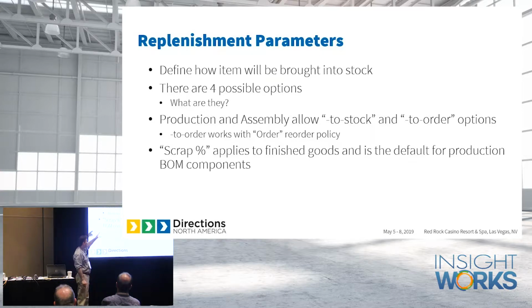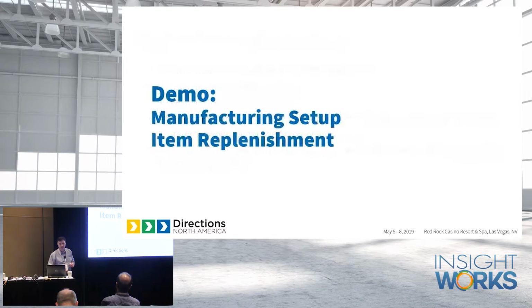So if it's a finished good, the field on the item card controls the scrap. If it's a component, the field on the production BOM controls the scrap. Okay? Now, in the later versions of NAV, again, it defaults that scrap percent onto the BOM for you automatically.